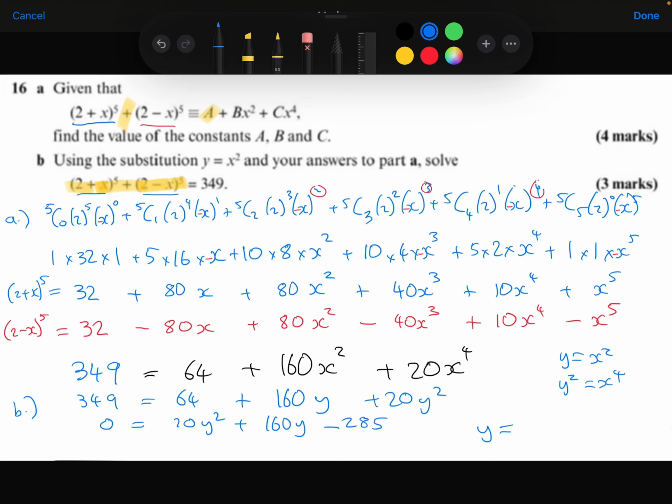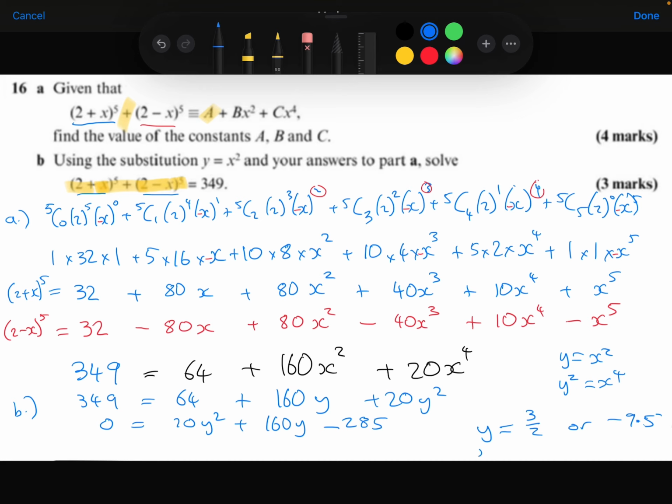So let's use the quadratic formula on this, or we can try and factorise, or obviously you've got your calculator to help you out with this. Just bear with me. Okay, so y is equal to 3 over 2 or minus 9.5.